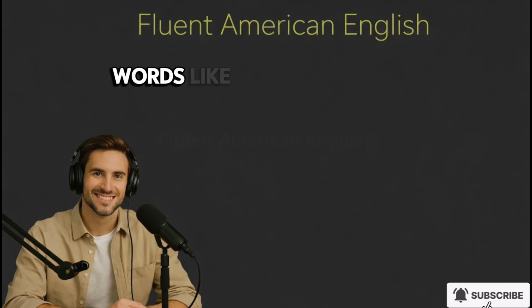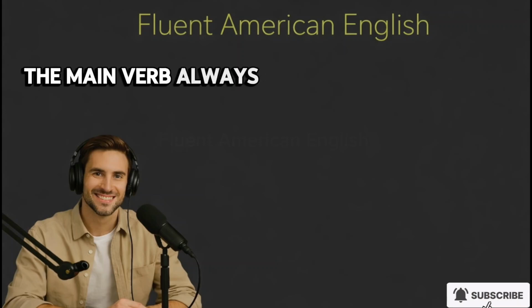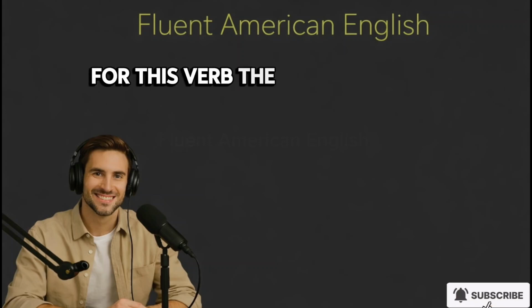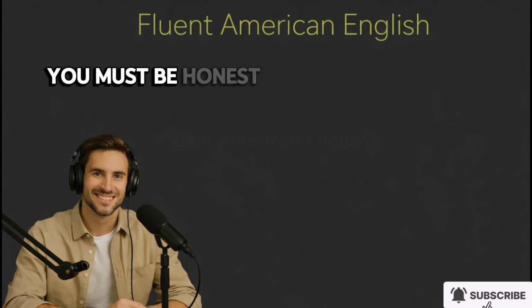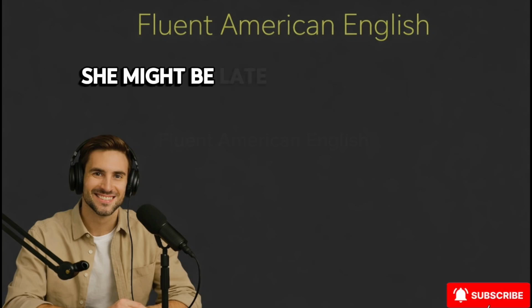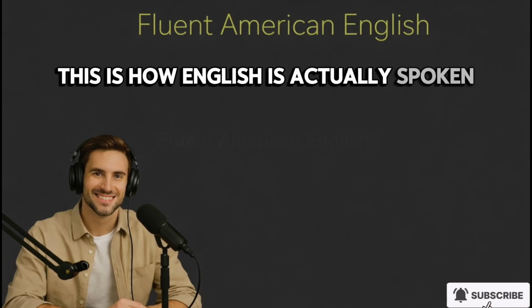Now let's understand why. Words like should, must, can, could, may, might, and will are called helping verbs. After these words, the main verb always stays in the base form. For this verb, the base form is be. Let's hear more examples and feel the rhythm. You must be honest. He can be very quiet. She might be late. We will be ready. They could be wrong. All these sentences sound smooth and natural. This is how English is actually spoken.